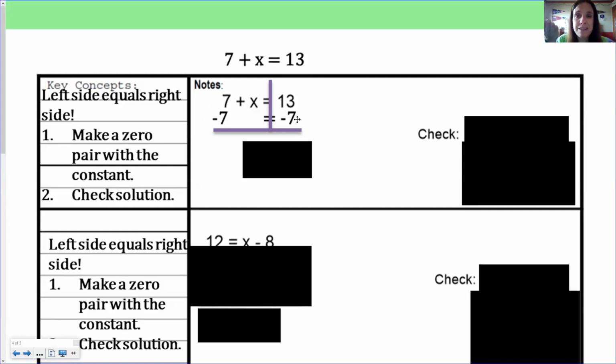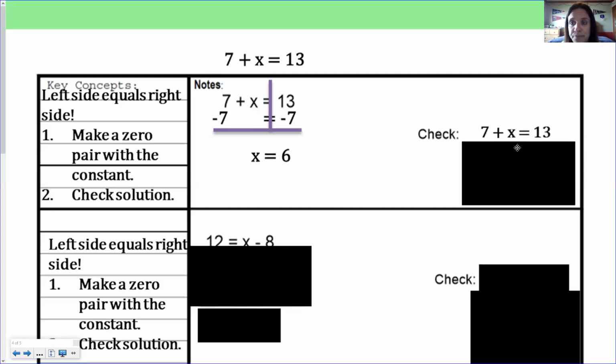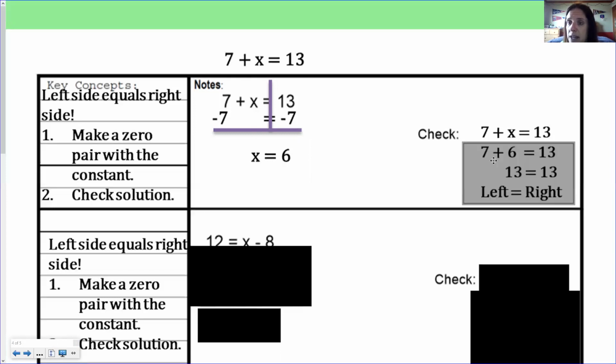So we're going to subtract 7 or put negative 7 on both sides of that equation, keeping it balanced. What you do on one side, you have to do on the other. These would eliminate and make a zero pair. And then you have 1x equals 13 minus 7 is 6. 1x equals 6. You're going to check that solution, rewrite your equation, substitute in for the variable. X equals 6. We're going to put a 6 here. 7 plus 6 equals 13. 7 plus 6 is 13. So 13 does equal 13. Left side equals right side.